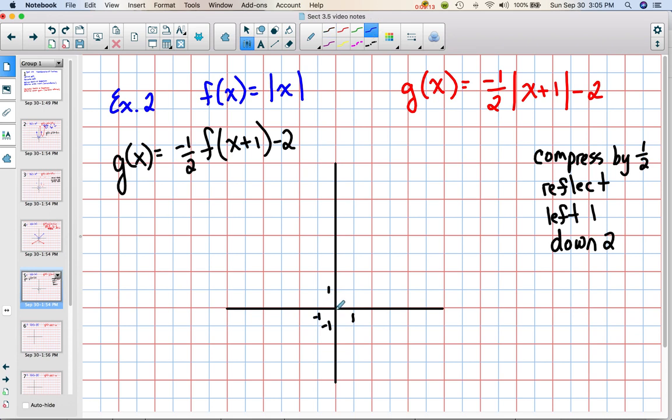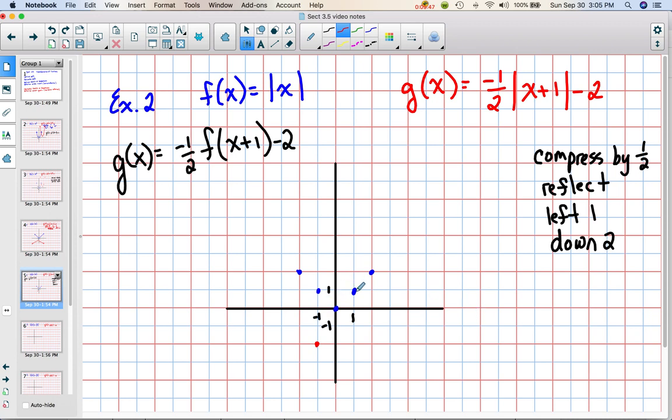So let's plot the points here just so I have those as my reference points. Okay, so here goes. If I take 0, that's a height of 0. If I multiply that by a 1/2, it is still 0. Reflecting it across the x-axis, it doesn't go anywhere. So then I'm going to go to the left 1 and down 2. And here's my new point. Okay, so that's where that point is moving to.